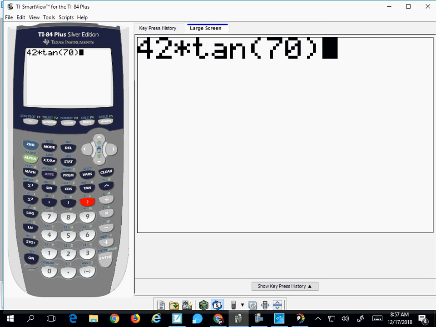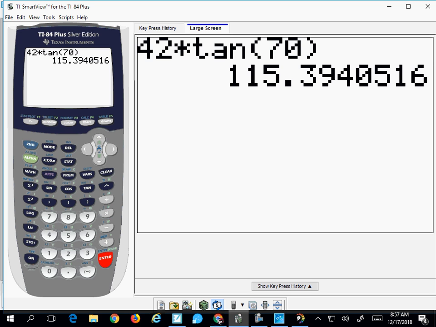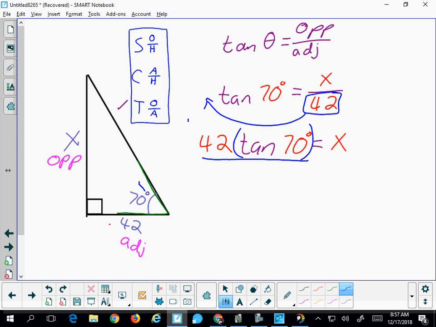All right, so we type it in, hit enter, and we get our answer of 115.4. So then x equals 115.4. Okay?